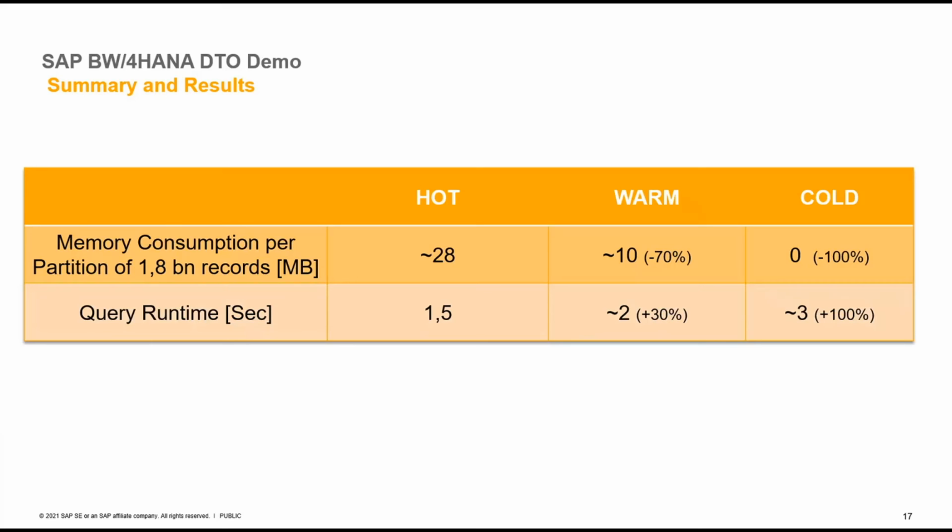From the query runtimes, the query on the hot partition is about 1.5 seconds. The warm access is a little bit worse, but not considerable. And the cold access, which can be switched on or switched off, is still quite good, and is about double the runtime of the hot store.